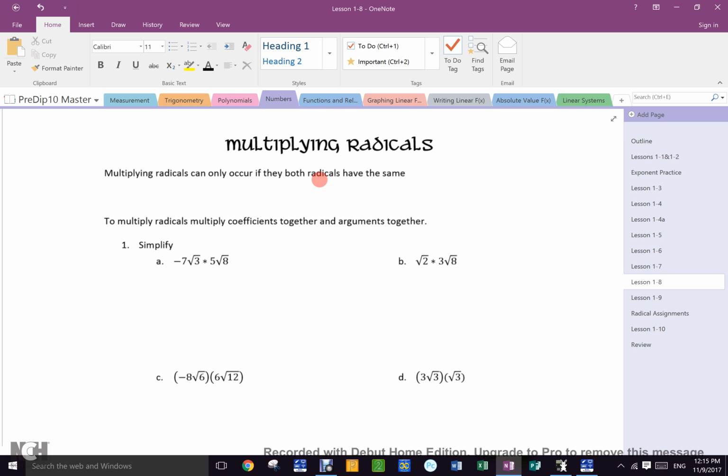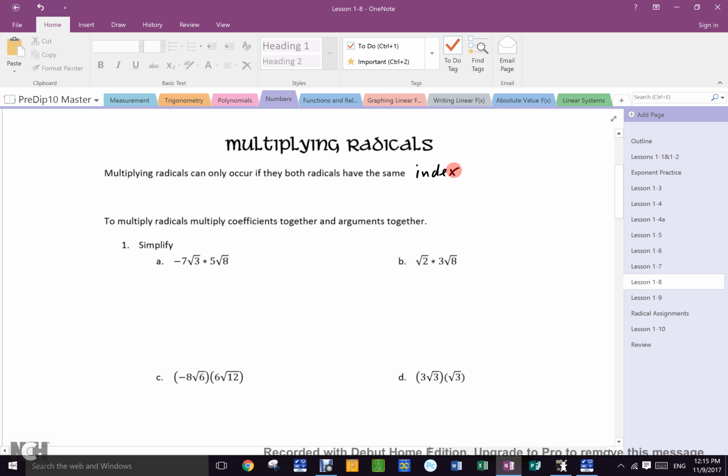When we multiply radicals, we're dealing with multiplication, which means we're dealing with exponents, right? And what part of the radical deals with the exponents? The radicand or the index? The index. So multiplying radicals can only occur if the radicals have the same index. Okay?